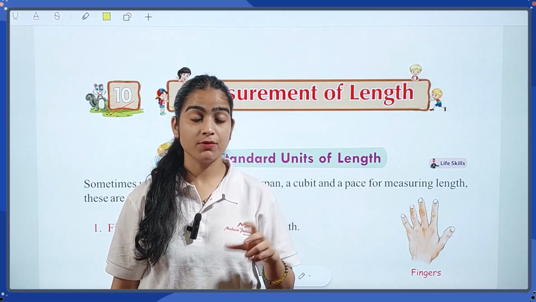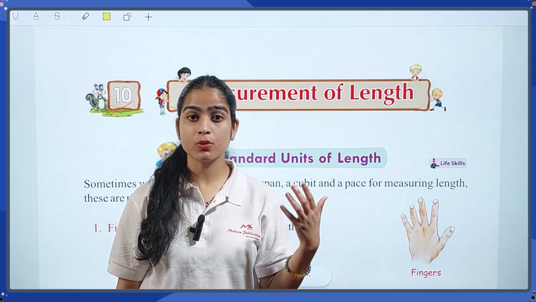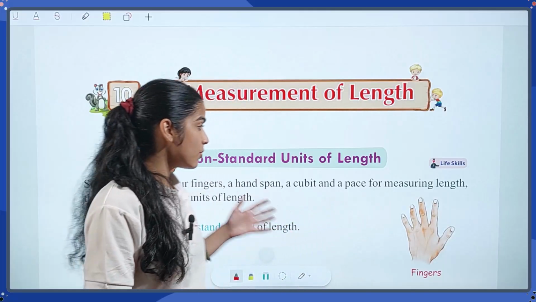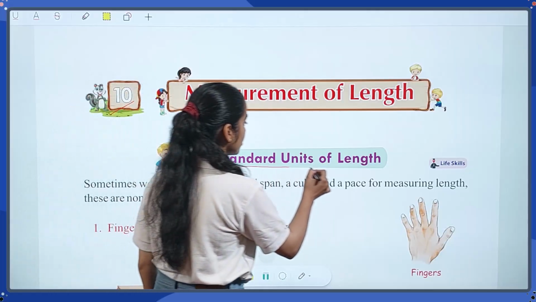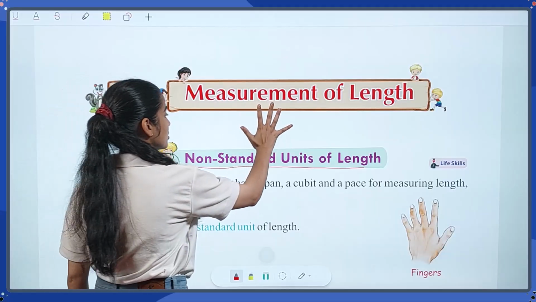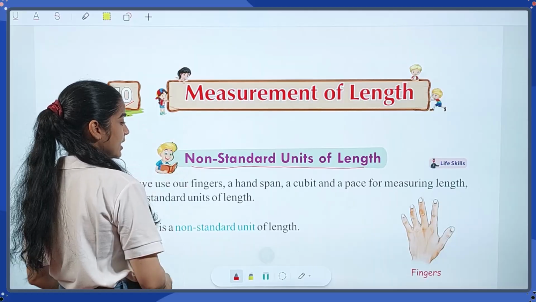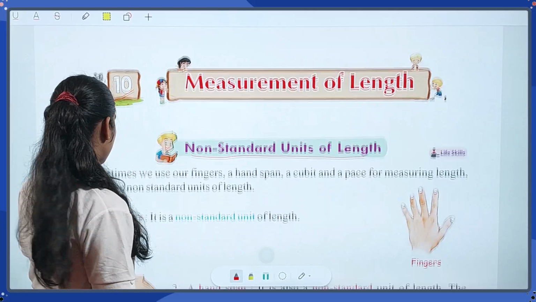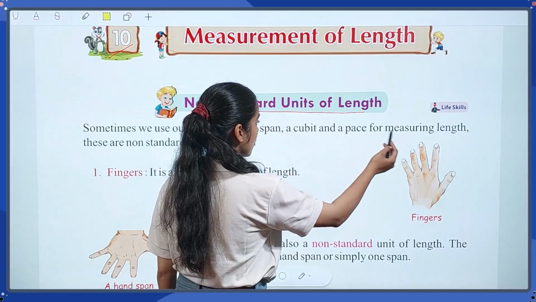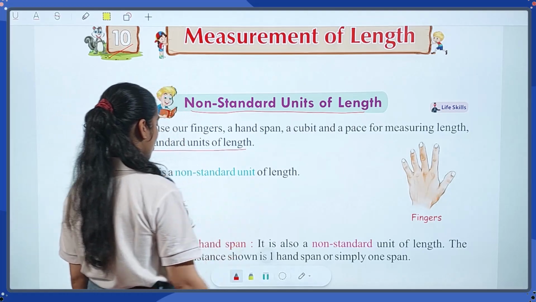But before that, when we don't have any ruler or any fancy tape to measure anything, what are we doing at that moment? We are using non-standard units of length. You always see your mother or father measuring things with the help of their hand span. Sometimes we use our fingers, our hand span, our cubit, and a pace for measuring length. These are non-standard units of length.